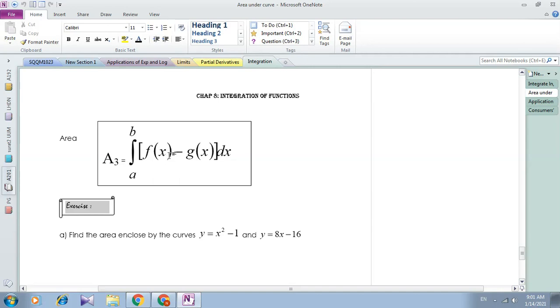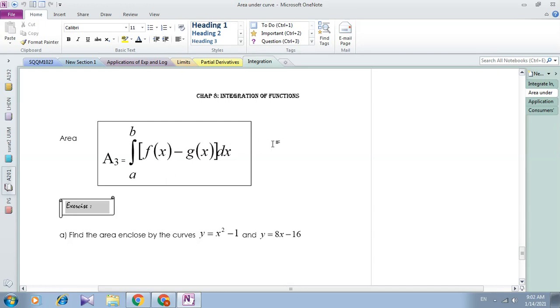Before you can decide which function subtracts which function, you must know which graph is located on top of the other. This must be the graph at the top and this is the graph at the bottom. There is an easy way that you can check, on how to decide which function is bigger than the other.